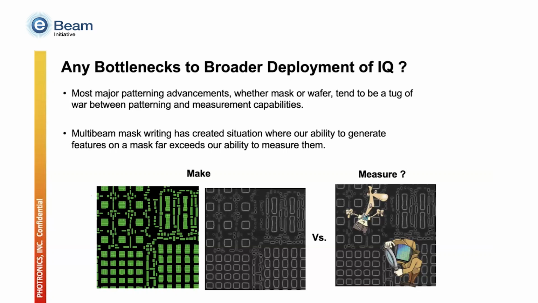And this just shows a simple graphic of that. You have a mask pattern with lots of little scatter bars. This is what the mask looks like. This is right near a cliff of imaging, so you see some of these scatter bars don't resolve very well.